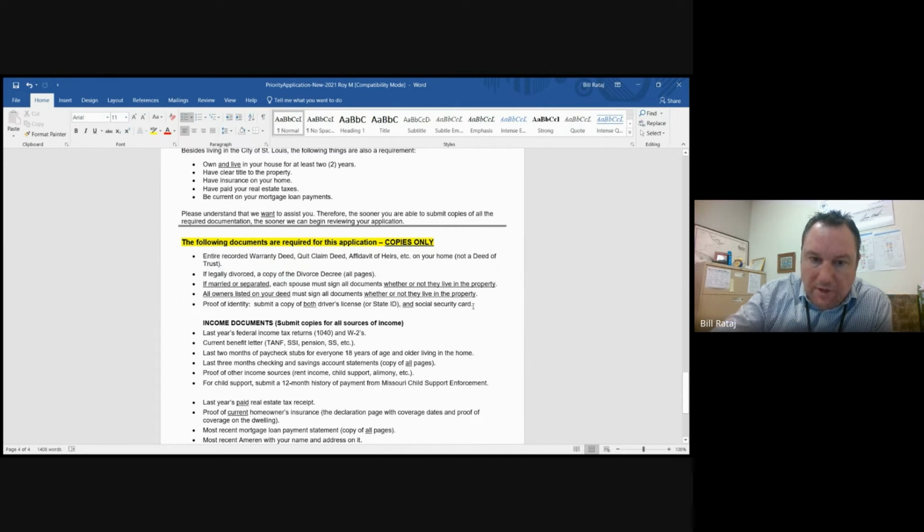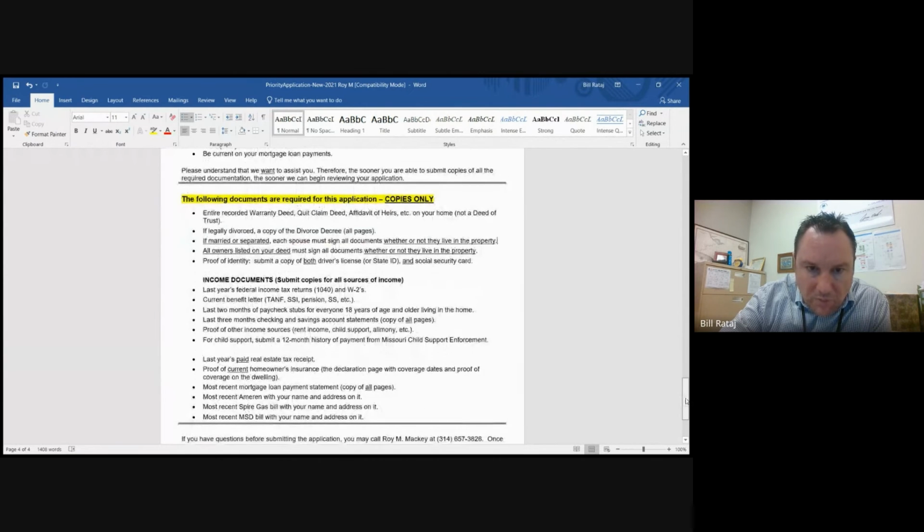So we have to have a picture ID that's current. It can't be expired. And we have to have a social security card so we can match the name with the face and know that we are indeed dealing with the property owner.